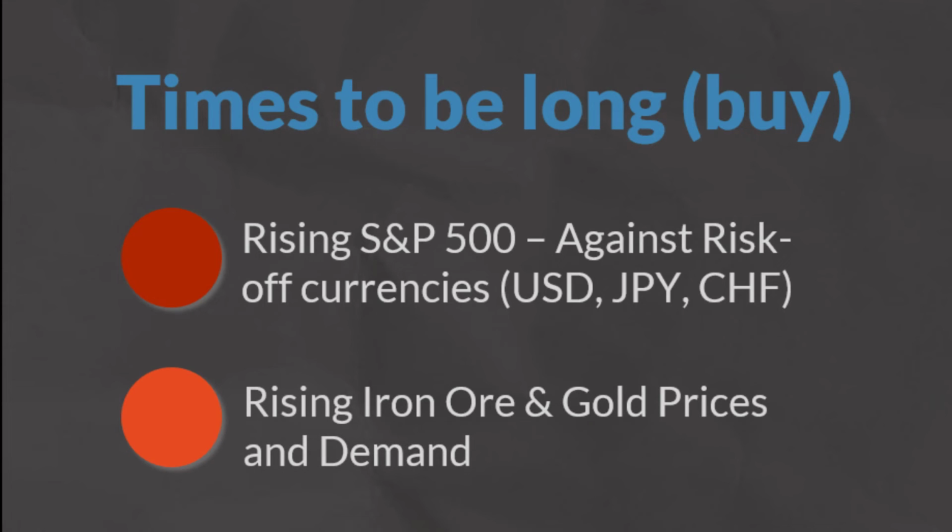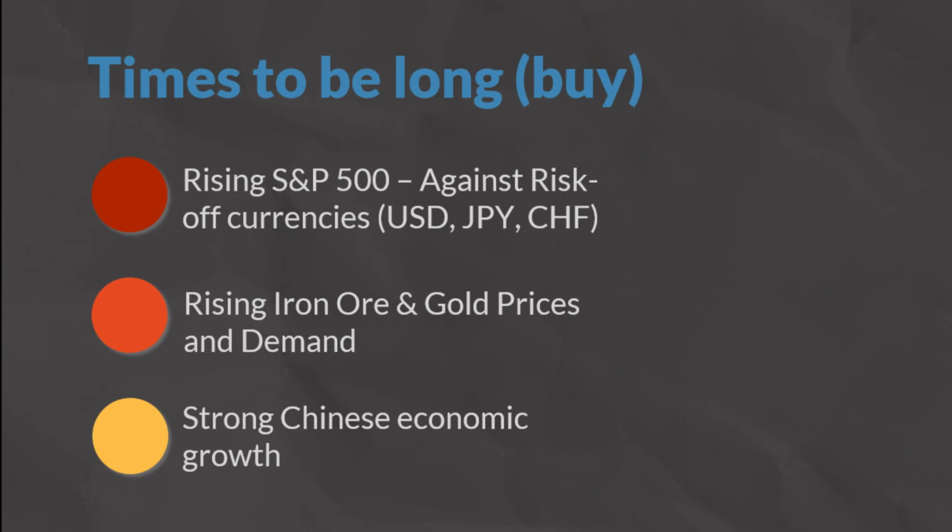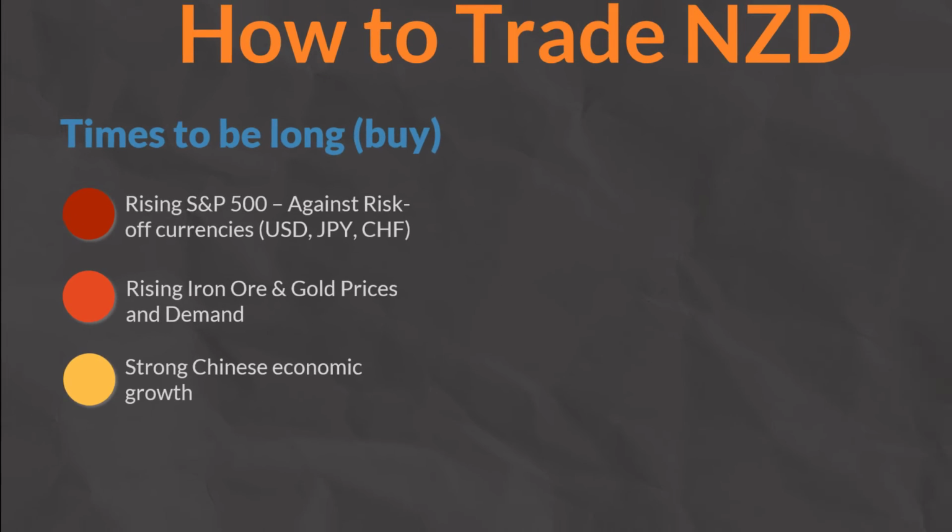Because of the correlations with the Aussie, rising iron ore, gold prices, and China demand are all really good for the Kiwi. Remember, the Kiwi does a good amount of business in Asia with exporters. And when they're exporting more products, their economy is doing better, which means their currency should be stronger.